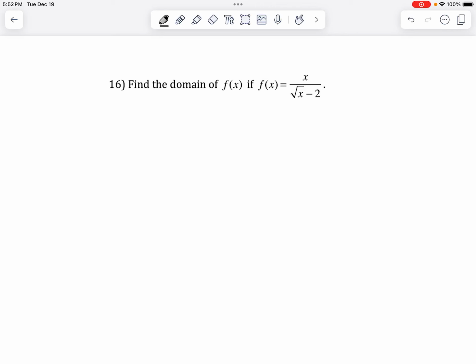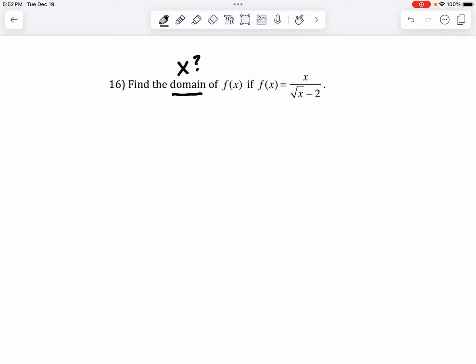Well, let's find the domain of this function, and domain is saying what x values are possible. Usually I will do the math first and then use the calculator to check my answer, but sometimes I just feel like switching it up. So what I'm going to do is graph it first.